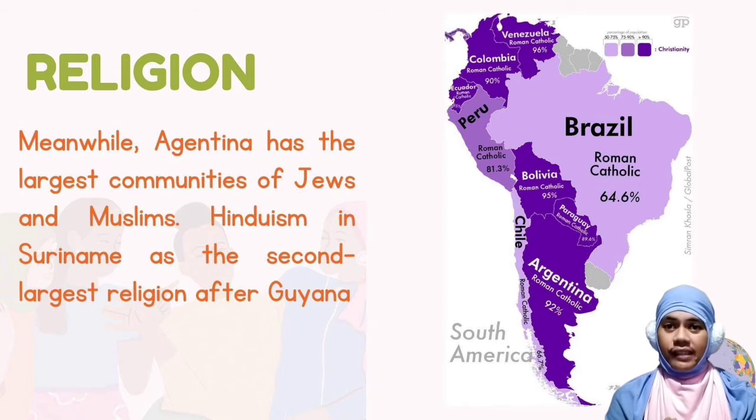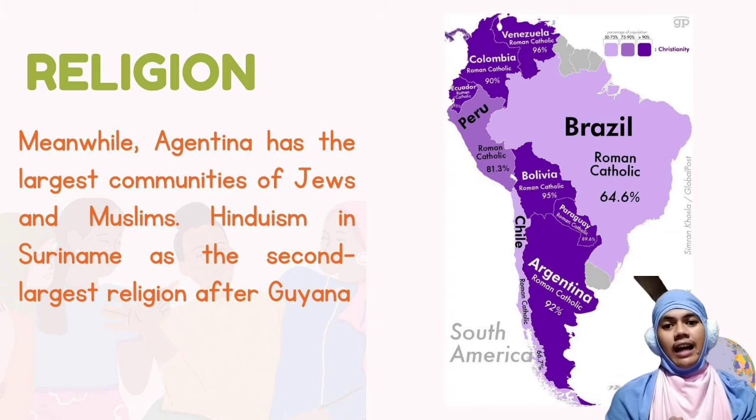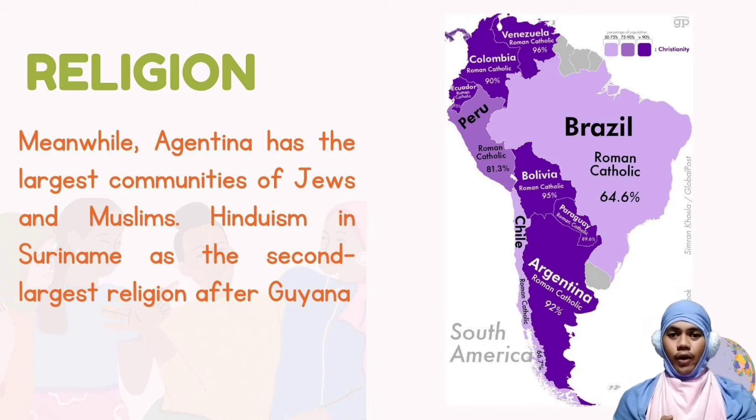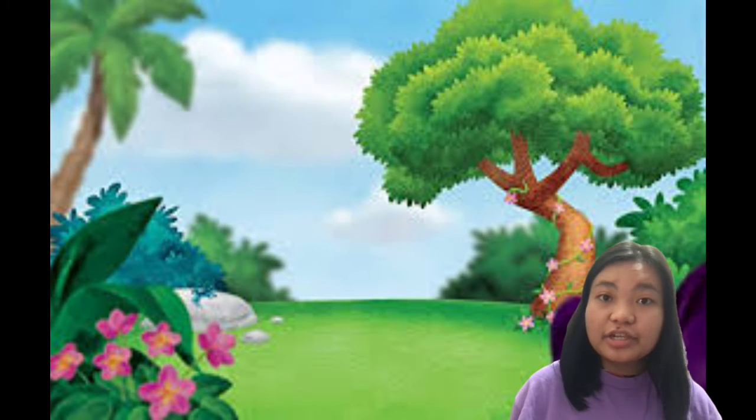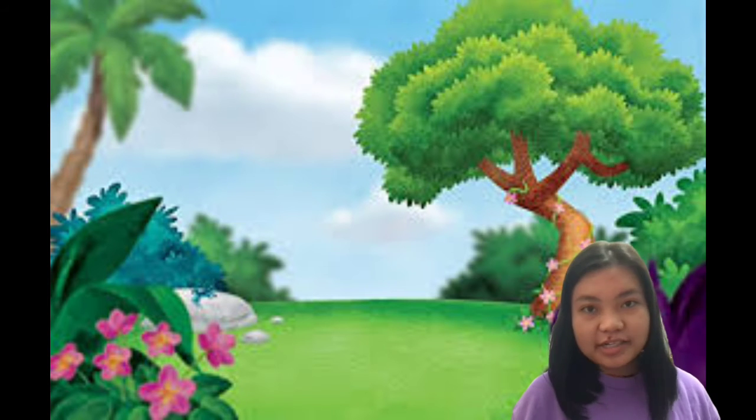About 90% of the South American population consider themselves Christians, and over 80% of them are considered Roman Catholics. Meanwhile, Argentina has the largest communities of Jews and Muslims. Other than that, Hinduism in Suriname is the second largest religion after Christianity. And for our fourth destination, let's talk about natural resources.